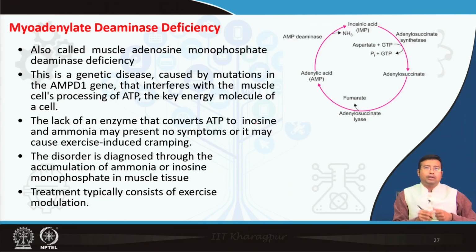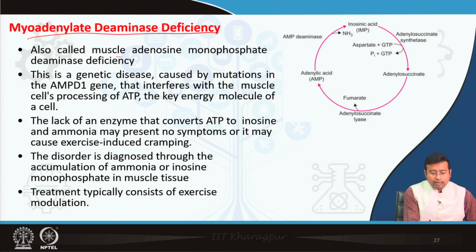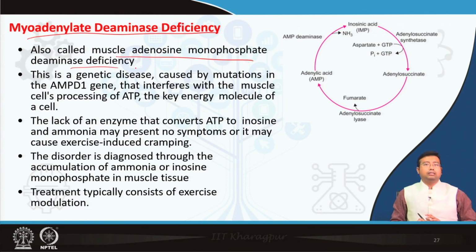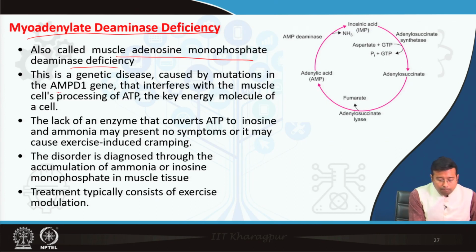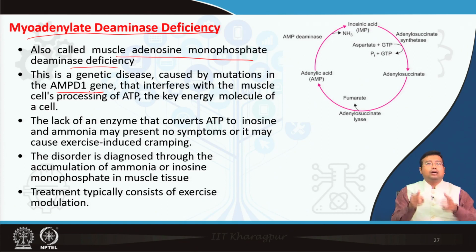There is a minor enzyme that we should know, myoadenylate deaminase deficiency, also known as muscle adenosine monophosphate deaminase deficiency, especially for MCQ. This may not come as a question in descriptive exams, but for MCQ it is very important. The defect lies in the AMPD1 gene, which interferes with the processing of ATP.